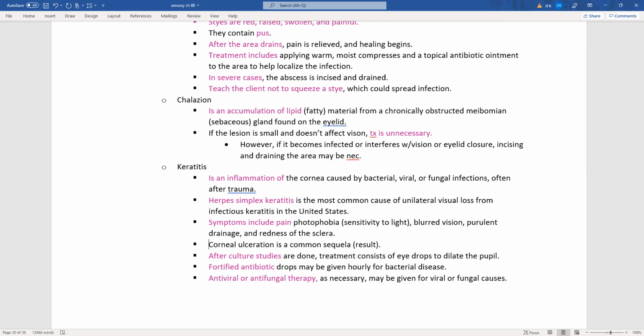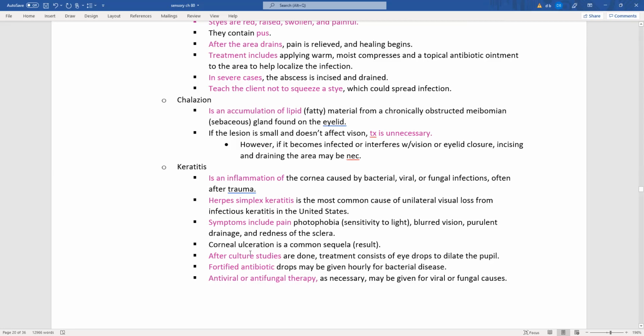Like, damn, I was late for school. Then damn, I ran out of gas. So that's basically what sequelae means. Something was already going on, then boom, something else happened.